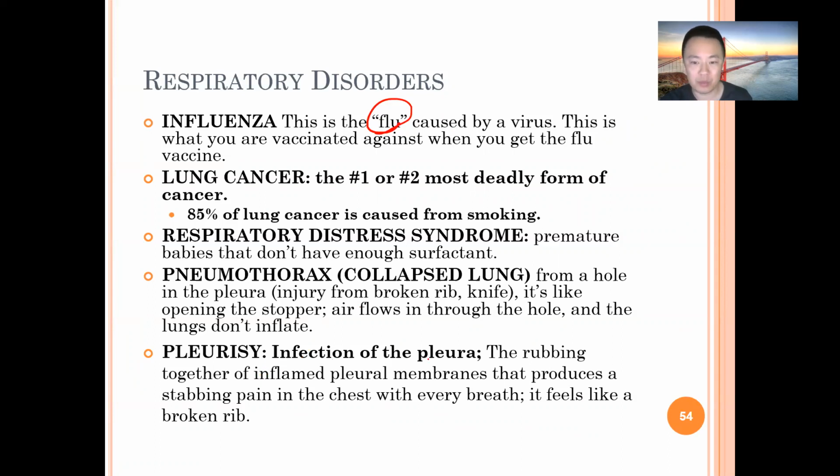Pleurisy here is an infection of the pleura, the rubbing together of inflamed pleural membranes that produce a stabbing pain in the chest with every breath, and it feels like a broken rib.